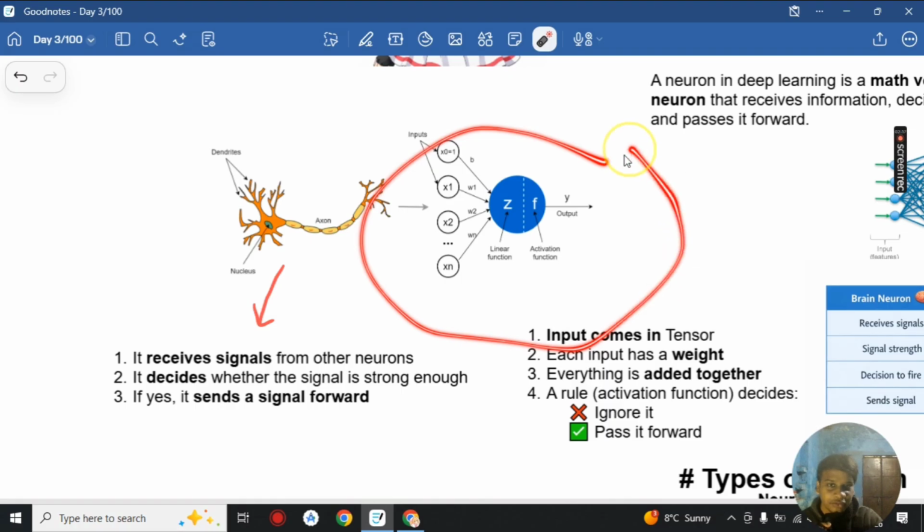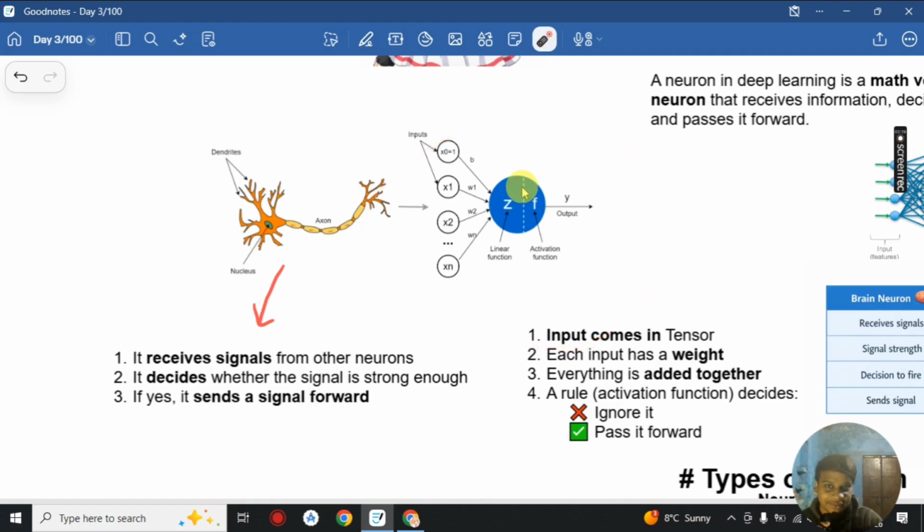In deep learning it works in exactly the same way. We have our inputs as a tensor, which we pass to a neuron, which is basically a linear function with an activation function. Then it checks whether to ignore it or pass it forward, and if it is a strong enough signal, the neuron passes the tensor forward.